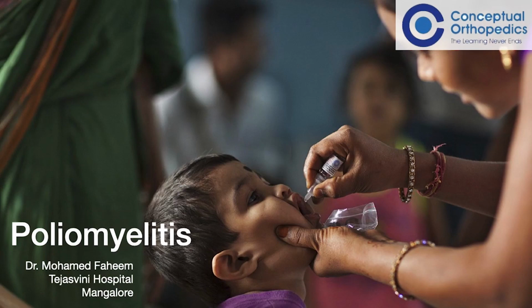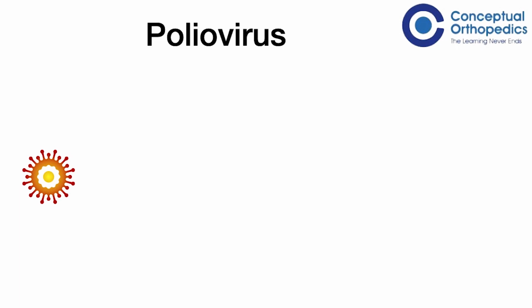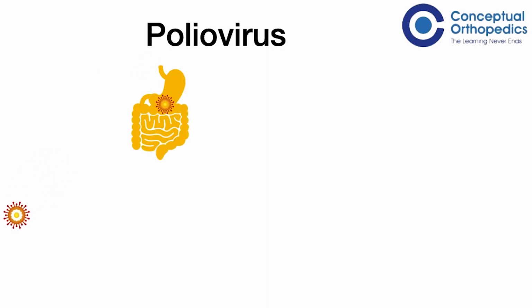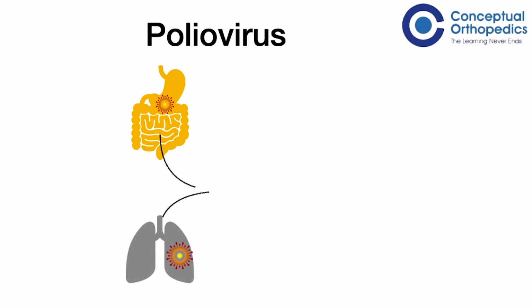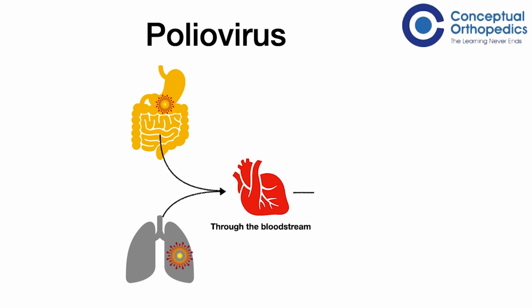Hello friends, the topic of today's discussion is poliomyelitis. Poliovirus is a single stranded RNA virus and it causes an infection by initially entering the body through either the gastrointestinal tract or via the respiratory tracts, and subsequently they spread through the lymphatic system or through the bloodstream and finally reach the central nervous system.